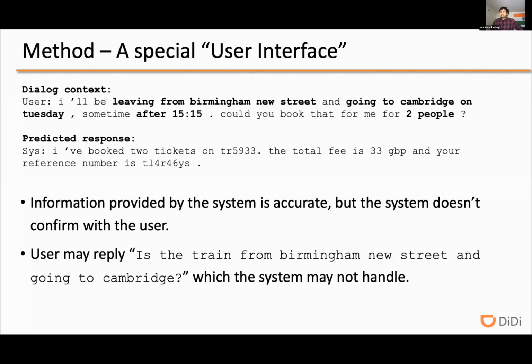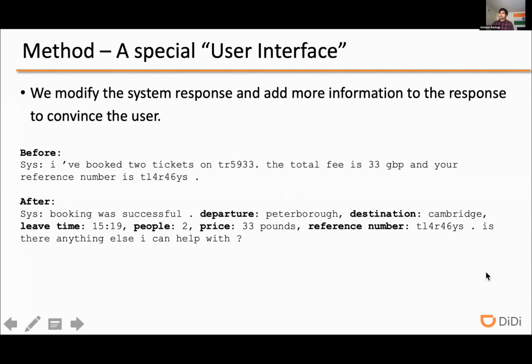And this kind of true or false question is something that the system may not be able to handle very well, and this could cause an error response. So for such a case, we modify the system response and manually add more information to it to convince the user that the train is the right train. After the fix, we provide all train ticket related information to the user, like departure, destination, leave time, price, etc. And this improves user experience.